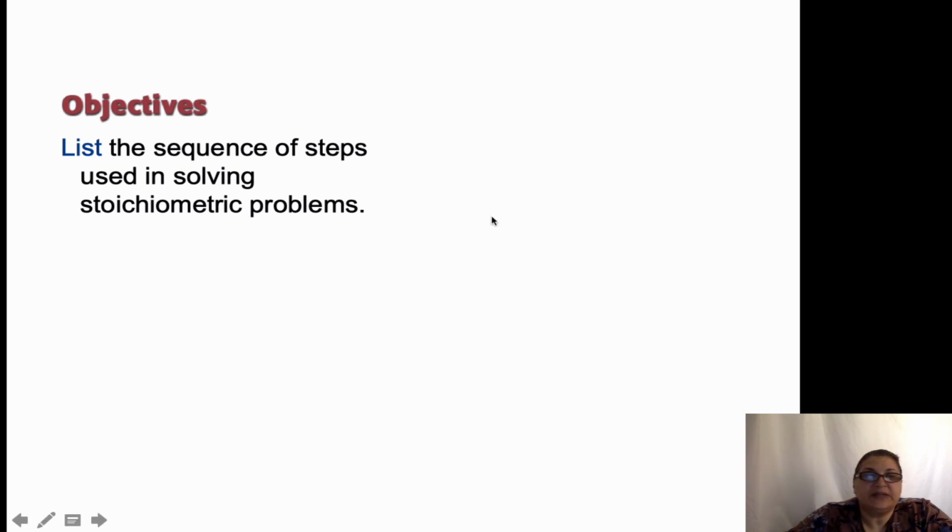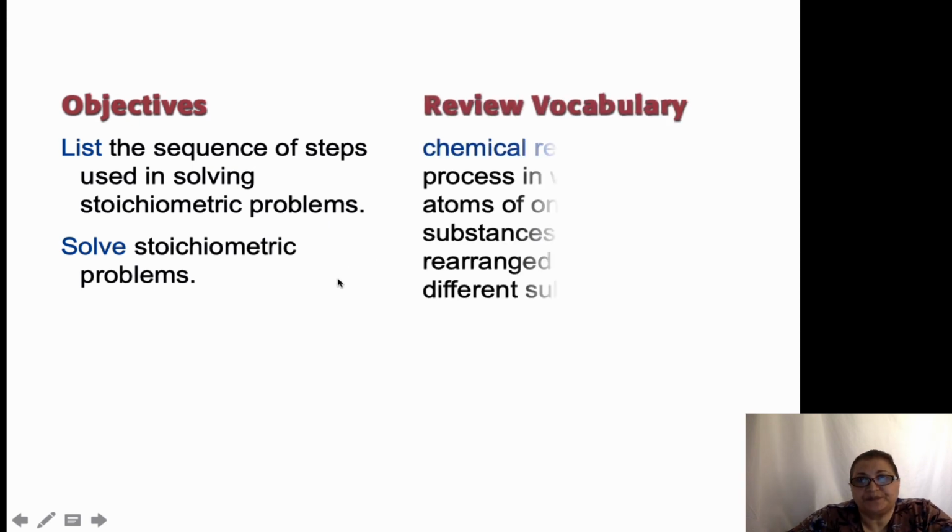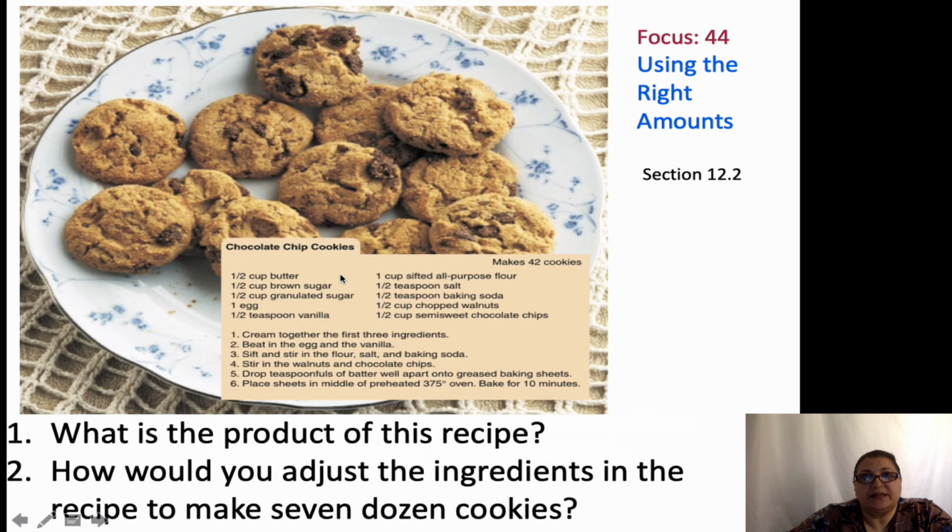Hello everyone. Today we're going to learn about the steps to solving stoichiometric problems. To be specific, we're going to go from grams to grams. And the first thing we're going to go over is the focus. The first question is, what is the product of this recipe? So you're given a recipe and the product should be chocolate chip cookies. Now the second question is, how would you adjust the ingredients in the recipe to make 7 dozen cookies?